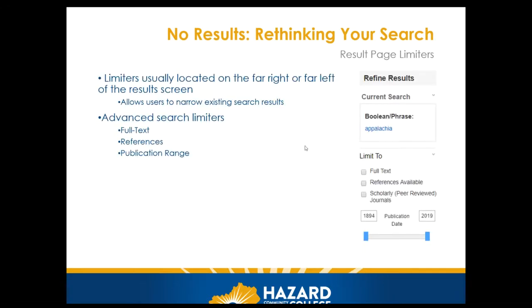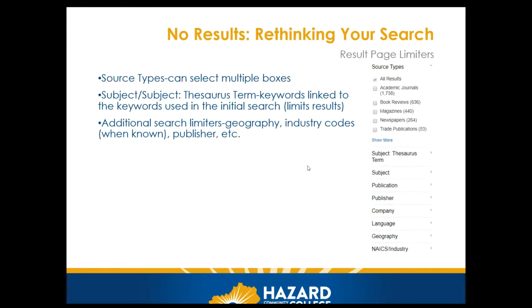So within the EBSCOhost databases, yeah, these are on the far left. In the Gale databases, those are probably going to be on the right side of your screen, those limiting options, and these just allow you to adjust your search from the results page. So again, those source types, you can go through and you can say, oh, I only want to look at academic journals. Oh, I only want to look at magazines or newspapers. You can make that selection from the limiter as well.